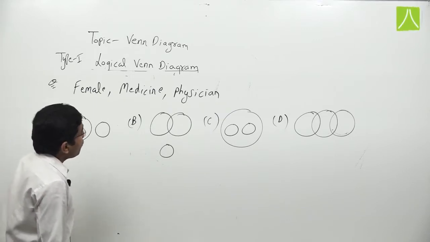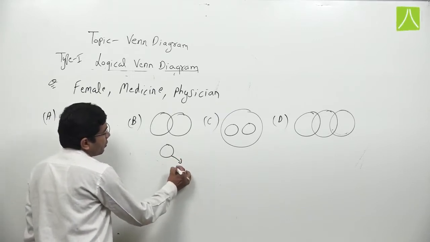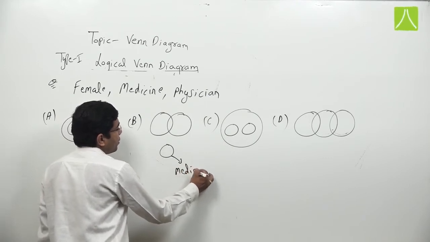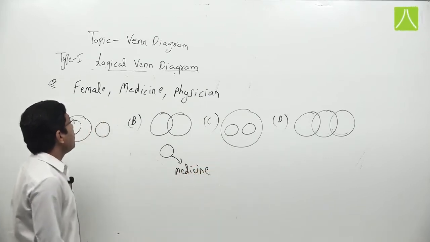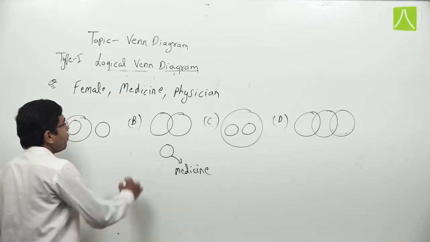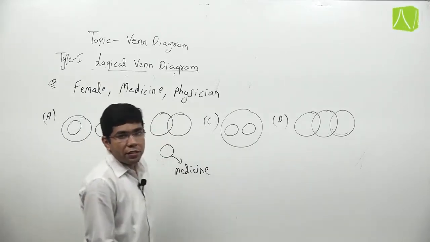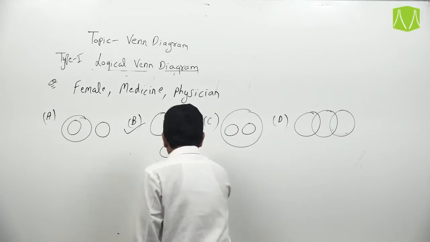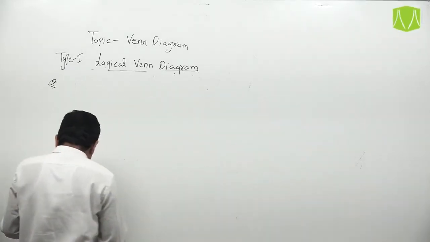Friends, we know that for medicine there is a different circle because medicine is a different thing. Some females can be physician, some physicians can be female. So for this our answer should be option B. Now take next example.